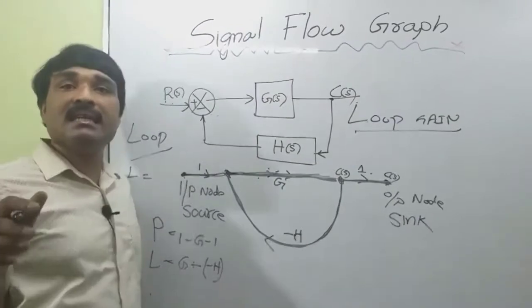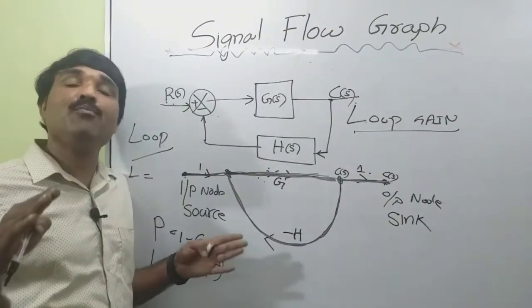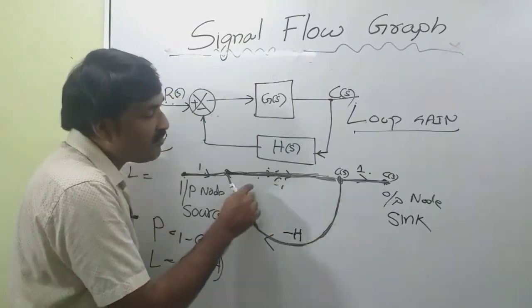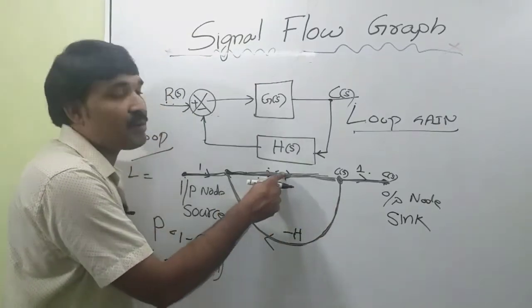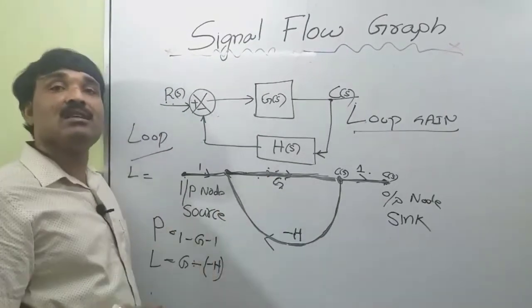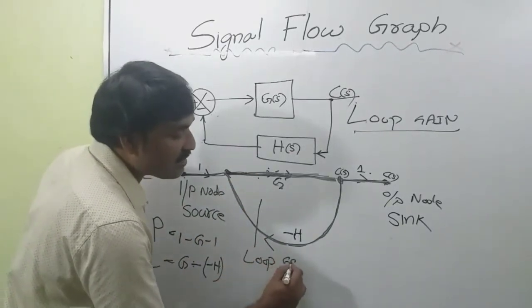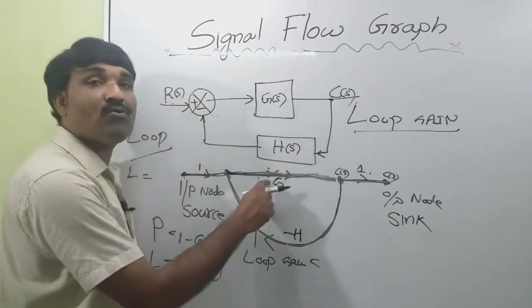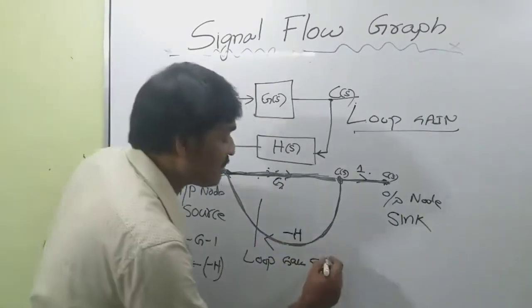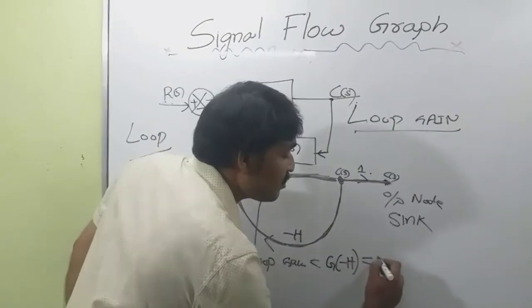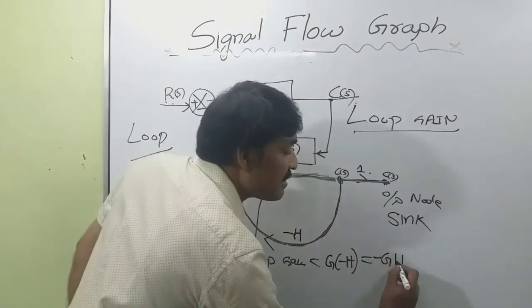Now we have to define another term called loop gain. Loop gain is nothing but the product of branch gains through a loop. We consider this loop. We have a gain of G on this branch and a gain of minus H on this branch. So the loop gain for this loop is equal to the product of G and minus H, which is minus GH.